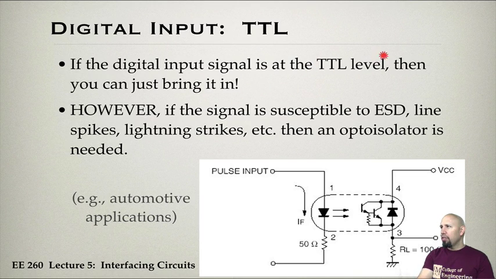Okay. So in other words, if you know it's never going to exceed that, then you're good. However, in other cases, so line spikes, lightning strikes, and so forth, you may need something called an opto-isolator. So here you apply a pulse, or your digital input is here. And basically, when it's high, it turns on an LED. Okay, and so this is all inside the package.